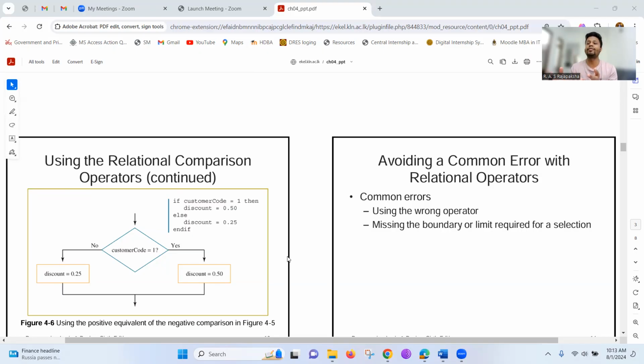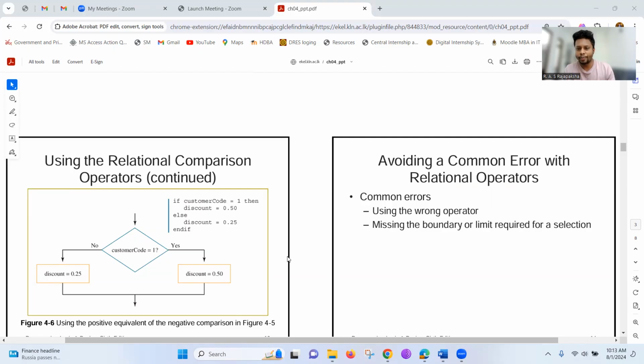Yes, greater than 5, you can write less than 5. The simple thing is the symbol can be different. Whatever the wrong symbol you are using, the entire program executes and gives wrong answers. So you need to be careful, right? You need to be careful using the wrong operators, right?